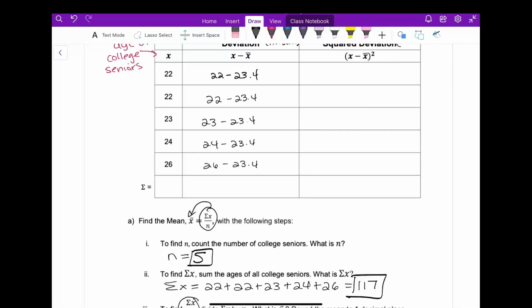So I've set them up. Don't forget that we actually have to compute them, right? I didn't actually compute them. I just went through and quickly set them up. 22 minus 23.4 is negative 1.4. This is going to also be negative 1.4. This is going to be negative 0.4. This is going to be positive. This 24 is larger, so it's going to be positive 0.6. I wasn't putting a 0 on this one, but you can put a 0 there if you want. And 26 minus 23.4 gives us 2.6.